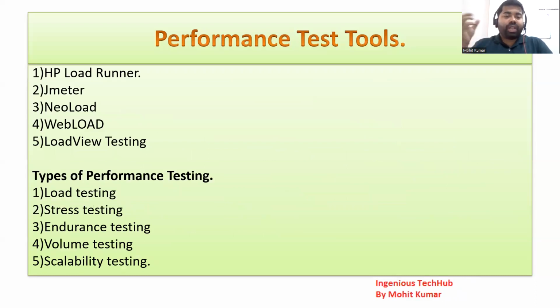Performance testing tools: we have HP LoadRunner, JMeter, NeoLoad, WebLOAD, and LoadView. Types of performance testing: load testing, stress testing, endurance testing, volume testing, and scalability testing. So you can see these are the tools and these are the types we have. I think I only discussed load testing so far. We will discuss all the types of testing in the coming sessions, so you will learn performance testing in depth.